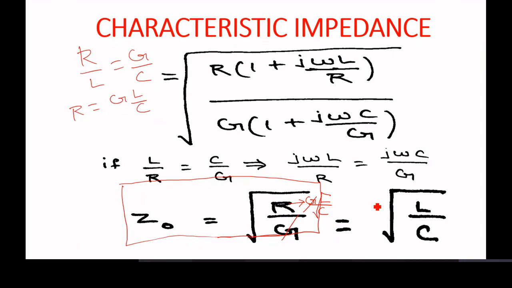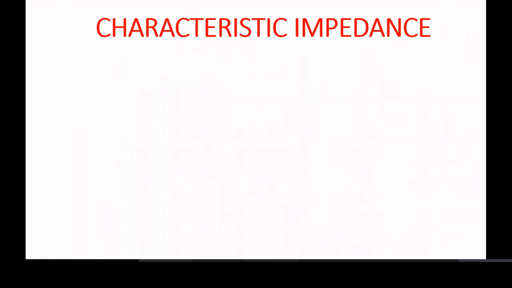Both expressions are valid for a distortionless transmission line. This square root of R by G is only for the distortionless transmission line. For a lossless transmission line, we will have square root of L by C. Whereas for a distortionless transmission line, we can write square root of R by G or square root of L by C.